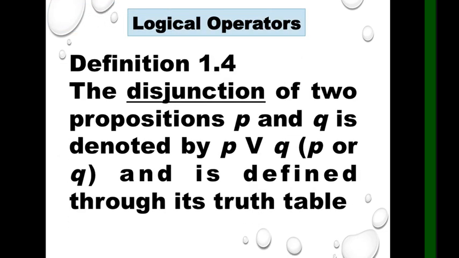Next, disjunction. So what is disjunction all about? The disjunction of two propositions P and Q is denoted by P ∨ Q, or when you read it, P or Q. Earlier, P conjuncts Q, that is P and Q. This one, P ∨ Q, means P disjuncts Q, or P or Q. And it's defined through its truth table.